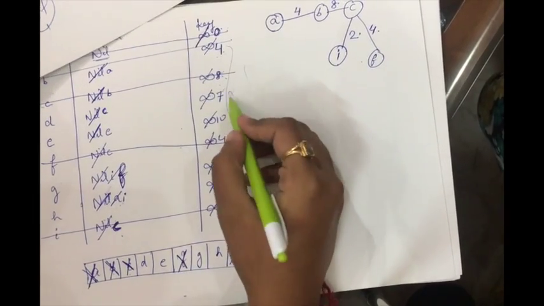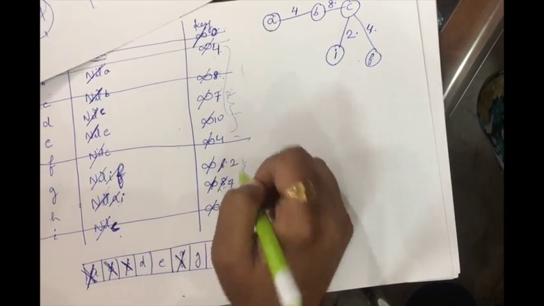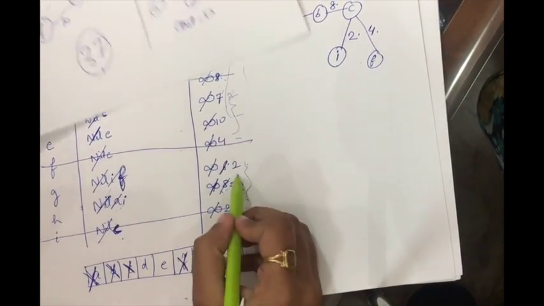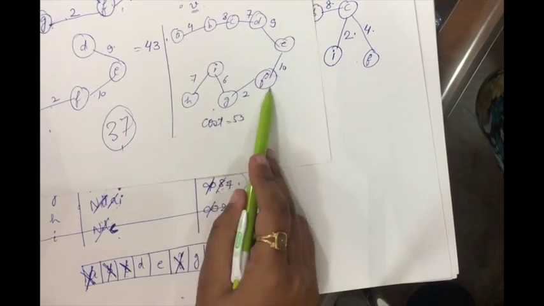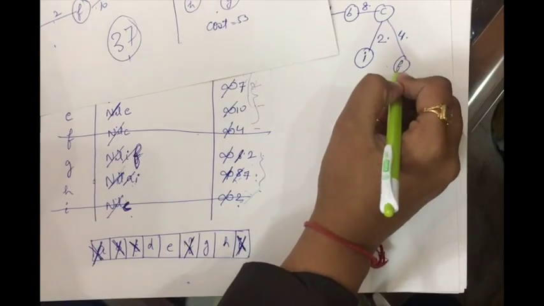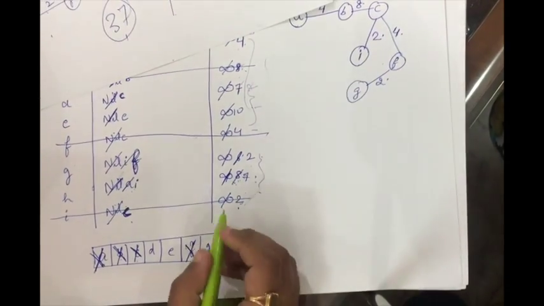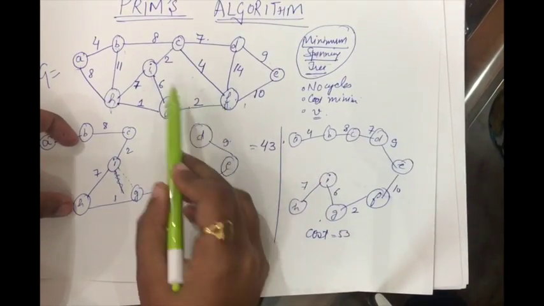Now the next node that I take into consideration, out of 7, 10, 4, 2 and 7, is G. So G is F's child. From F, I have to go to G with a weight of 2, and G is going to F, I and H.